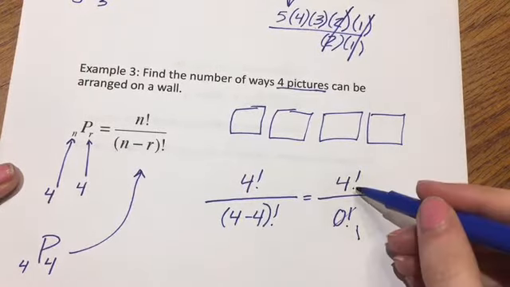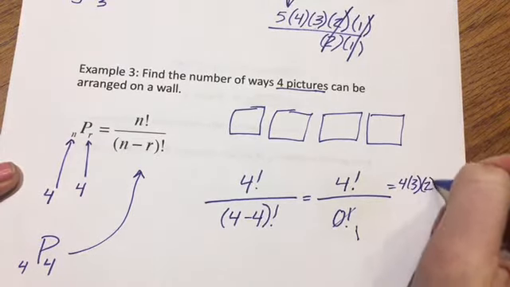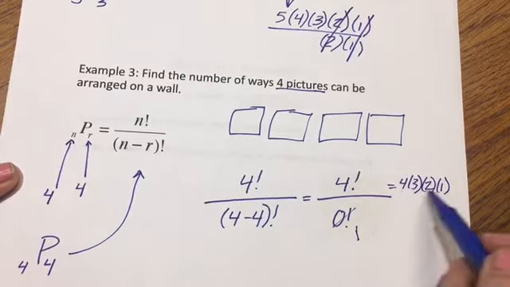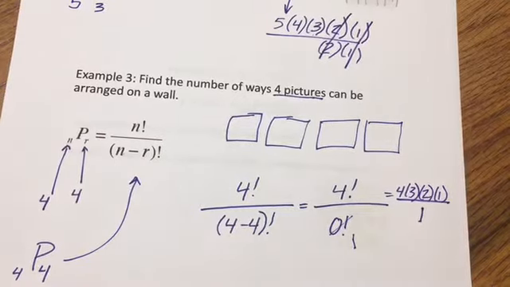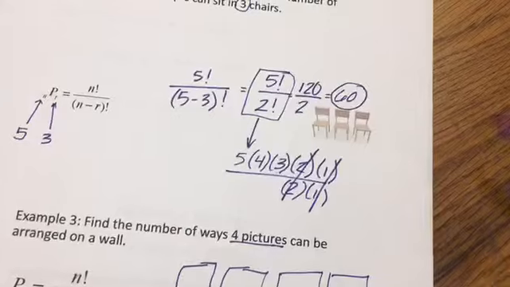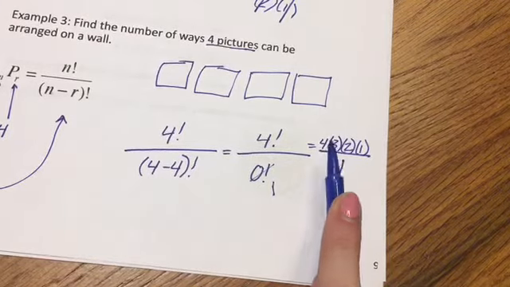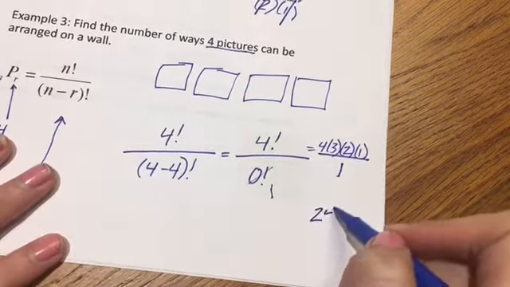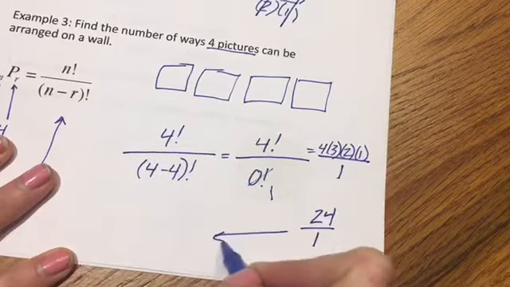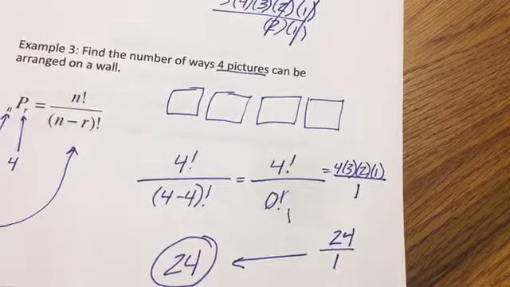So 4 factorial, you might be able to do this in your head, but I'm going to write it out. 4 times 3 times 2 times 1, and it's all over 1. And you can show that, remember 0 factorial is 1. You can show this. Do we have to show it? No, right? If you see a number, like let's say you see 60, well that means 60 over 1, but we don't show the denominator. Okay, so coming back to this problem, 4 times 3 is 12, times 2 is 24, times 1 is 24. So we have 24 over 1, or just 24. There are 24 different arrangements of these 4 pictures on the wall.